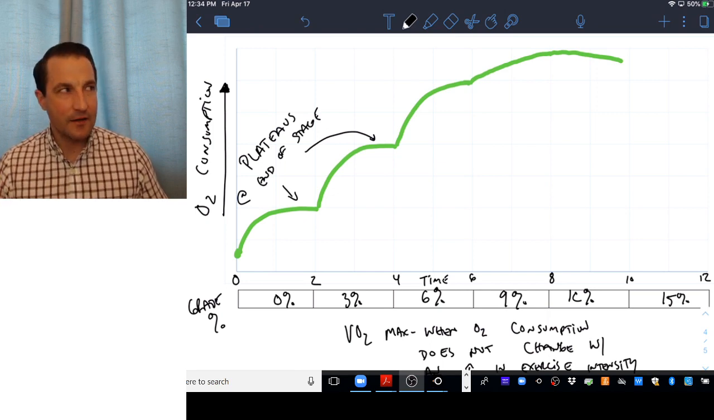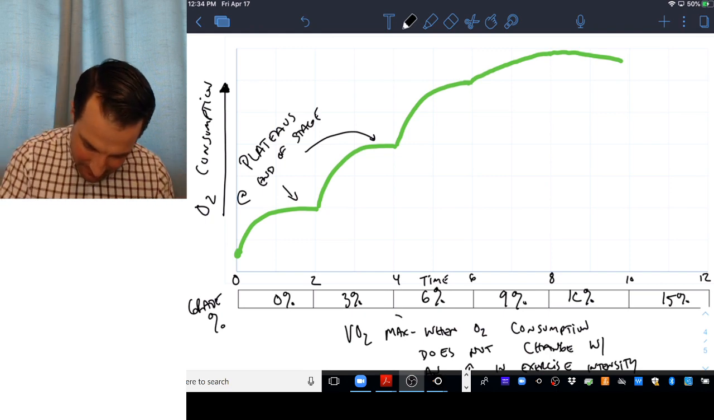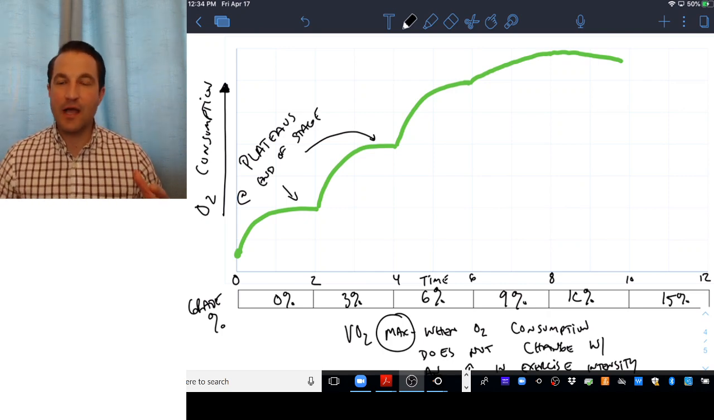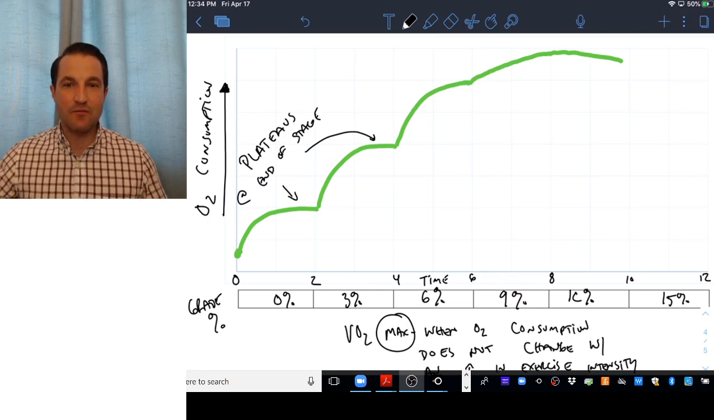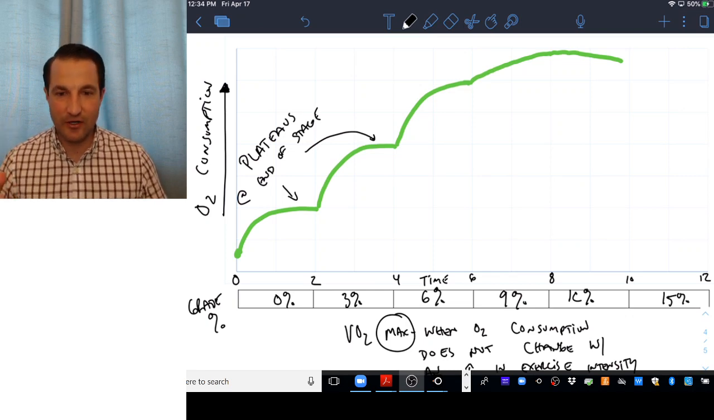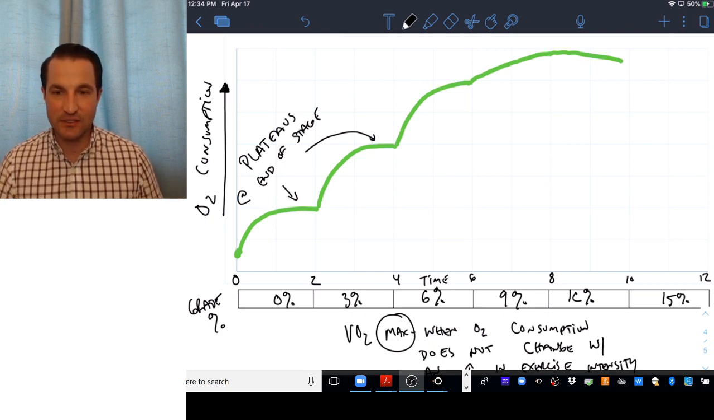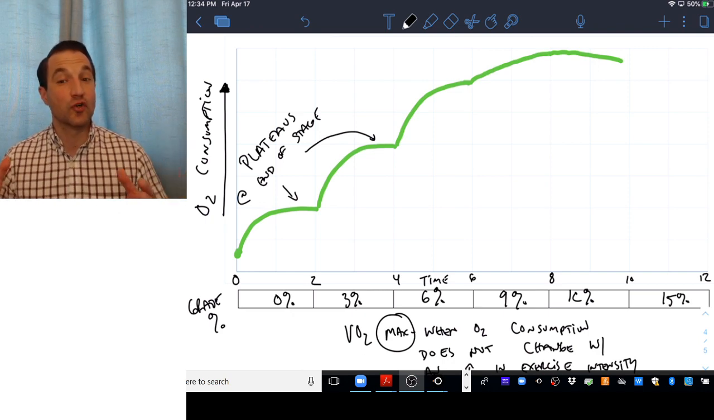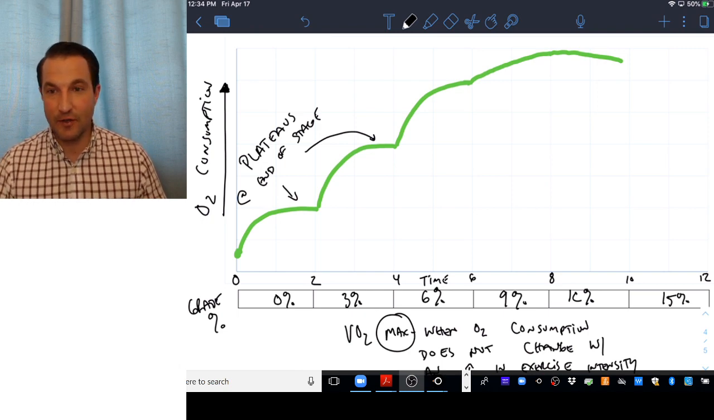Well, why not? And the answer is that we've reached our maximum volume of oxygen that we can consume. Our mitochondria are going at full steam. They cannot use any more oxygen to accept those electrons. We're making all the ATP as fast as we possibly can at the end of this exercise. And therefore, even though you're able to maintain that exercise for a little bit longer using some of your anaerobic reserves, you're not going to be able to keep going at that pace for very long.